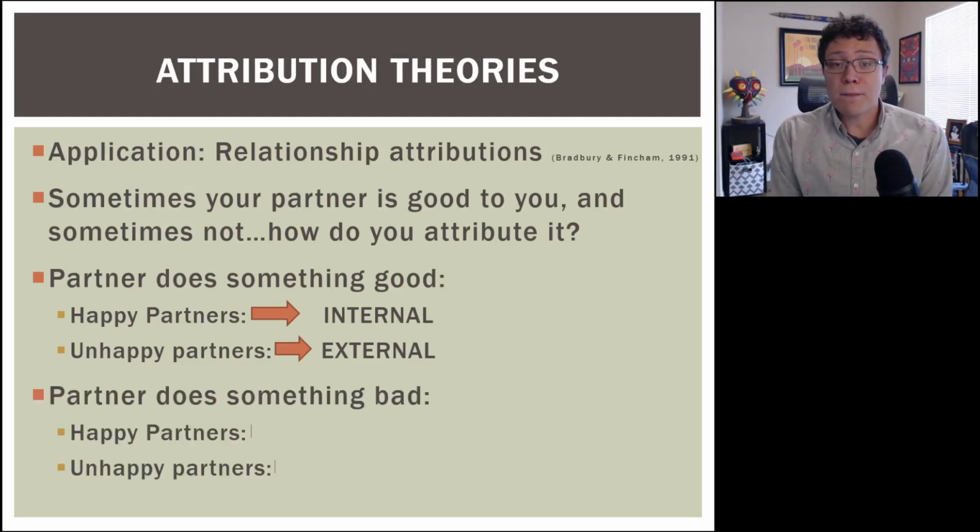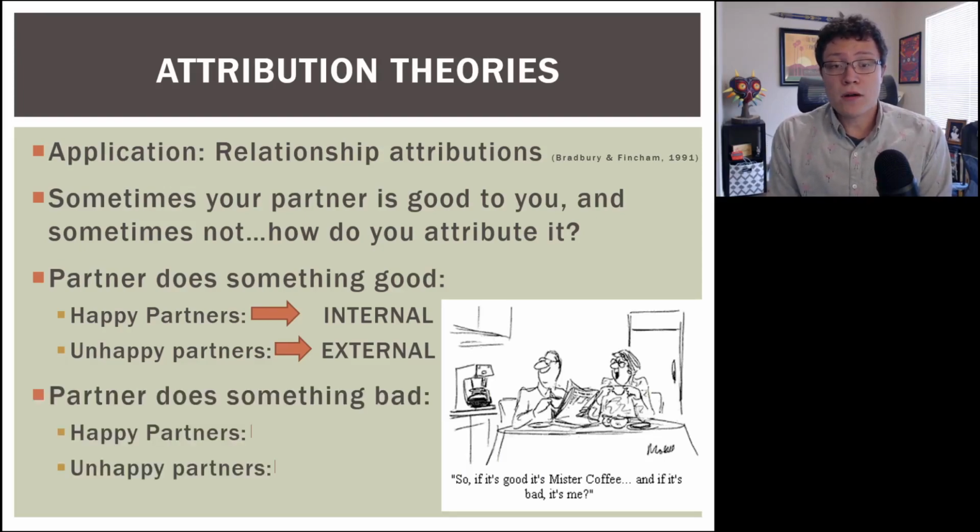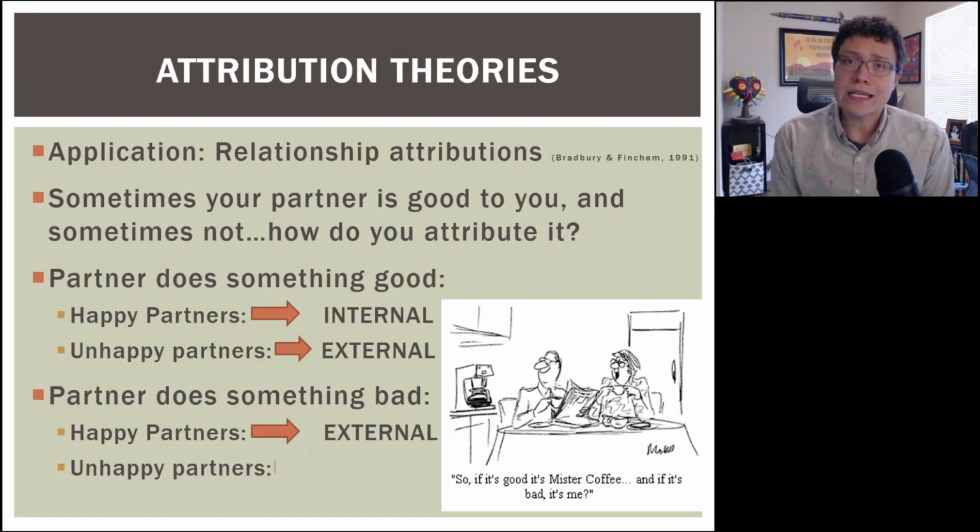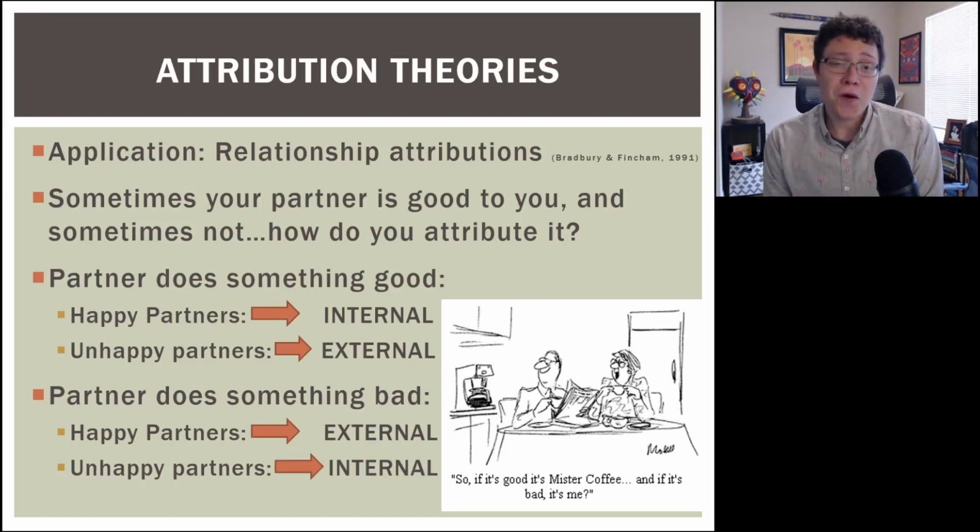But when a partner does something bad, happy partners tend to blame these external judgments. Oh, he forgot to do the laundry today? Well, he must just be really busy. Whereas unhappy partners tend to think that's kind of who their partners are. Oh, he didn't do the laundry today? Well, that's because he's lazy.